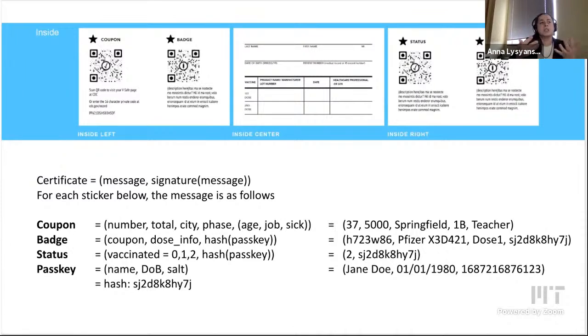Anyway, now you can take this badge and show it to a verifier, and you can show the verifier that it is actually your badge and not somebody else's, because you can show them what's inside the hash. You can show them your passkey that has your name on it, and then they can verify that it's you by, for example, checking your ID.